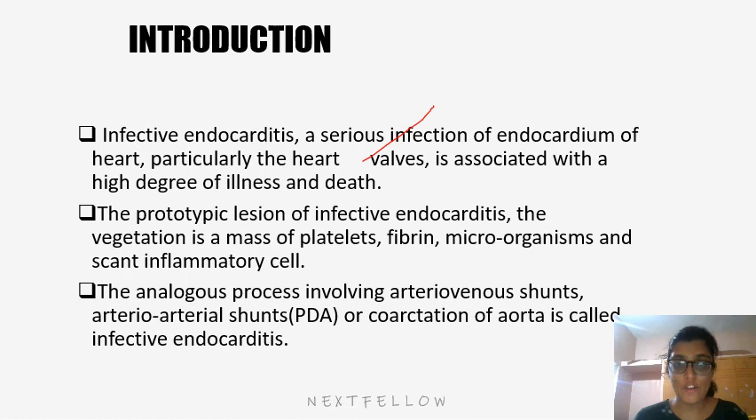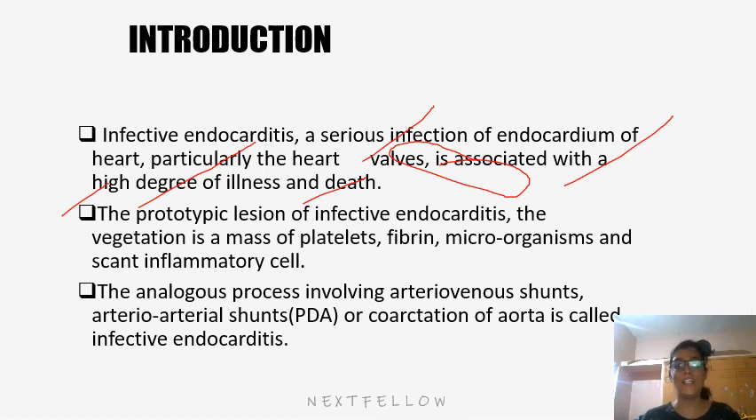The prototype lesion of infective endocarditis is a vegetation, which is very important. It is a mass of platelets, fibrin, microorganisms, and scant inflammatory cells. The analogous process involving AV shunts, arterial shunts, that is PDA or coarctation of aorta, is called infective endarteritis.